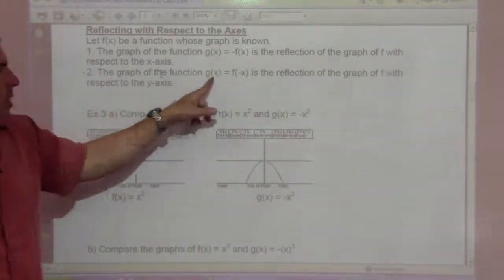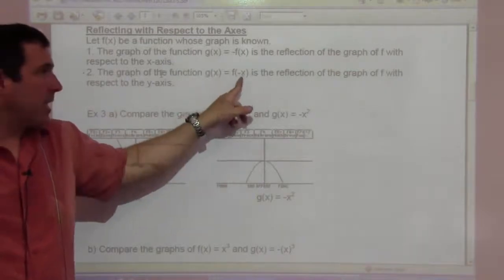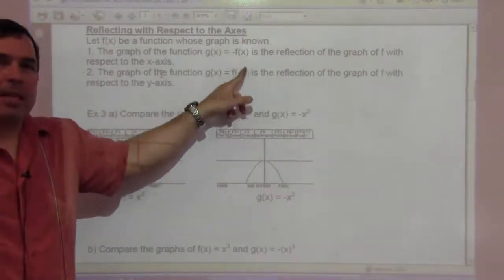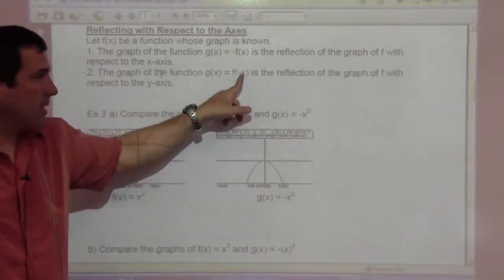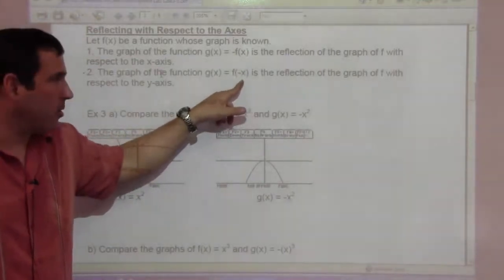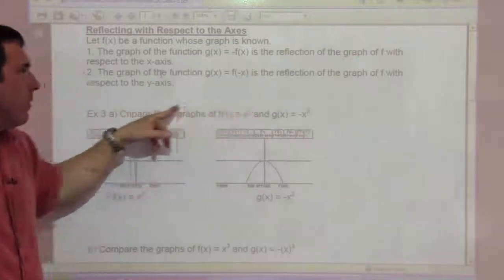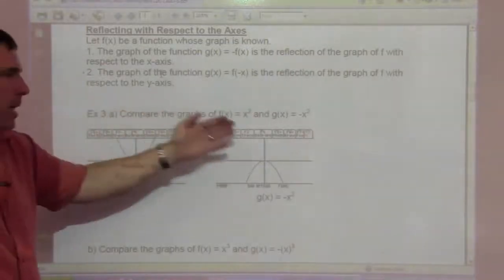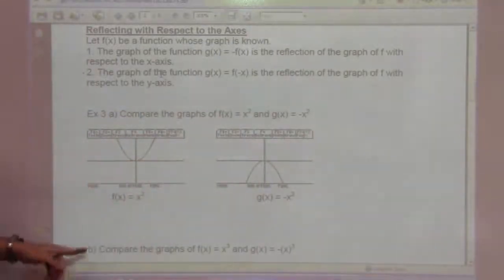The graph of the function g of x equals, now watch this, the negative of f of negative x. So the negative's inside here. It affects the x before it is applied to the function. It is a reflection of the graph of f with respect to the y-axis. It'll go across the y-axis. And we'll see that down here.